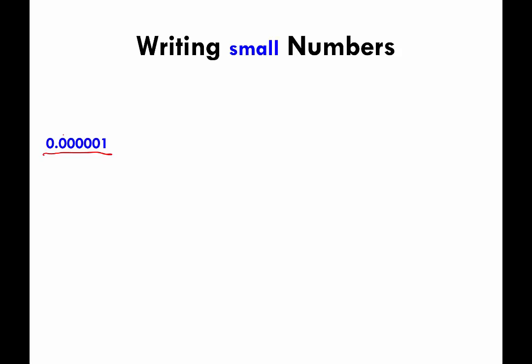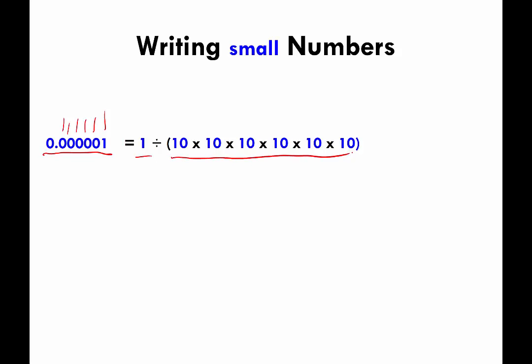How do I write 0.000001 in scientific notation? If you want to break that apart, it is 1 divided by a whole bunch of tens multiplied against each other. I think that is 1, 2, 3, 4, 5, 6 tens in the denominator. So I could write it like this. 1 over 10 times 10 times 10 times 10 times 10 times 10. That's 6 tens, so the way I would write it is 10 to the negative 6 power.